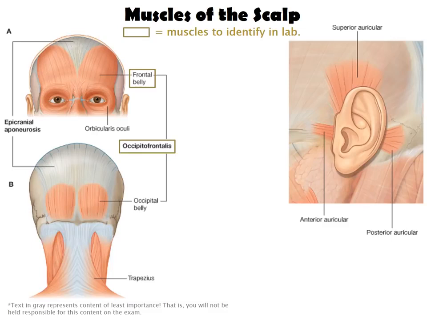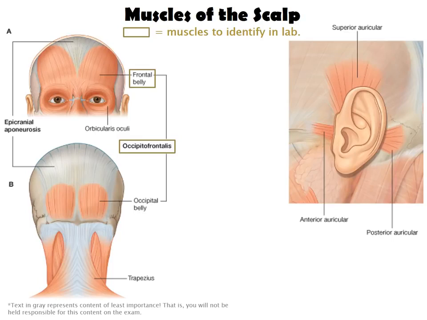There are also three muscles around the ear that don't do a whole lot. From their positioning, you can assume their function. These muscles will either draw the ear forward through the anterior auricular muscle, upward through the superior auricular muscle, or backwards posteriorly through the posterior auricular muscle.